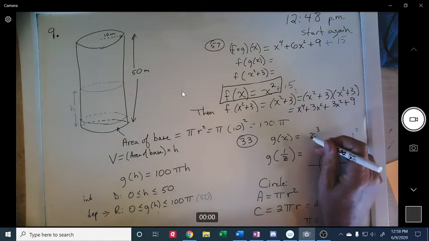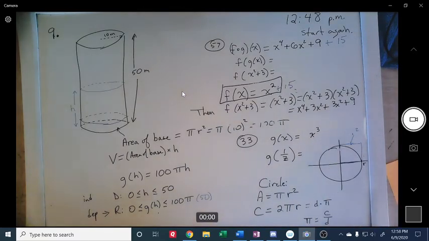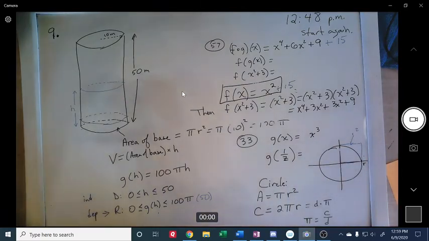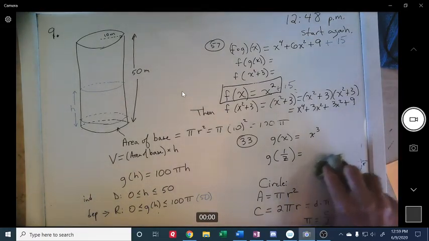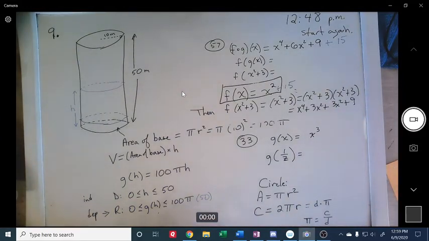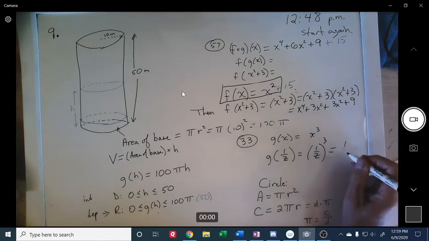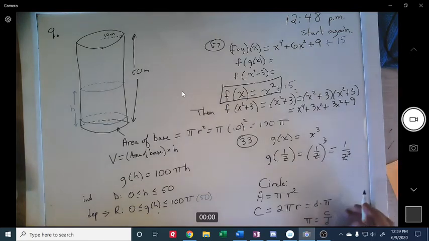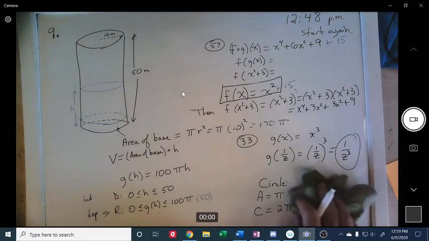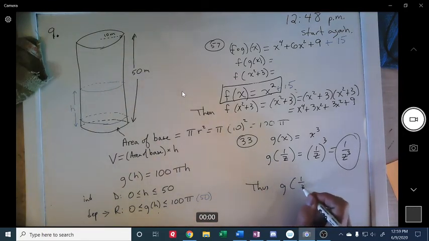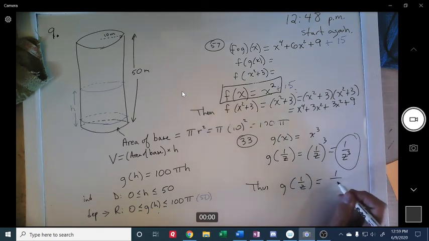All right, then 33. g of x is x cubed, and this one is just asking what is g of 1 over z. So do you just cube what g of 1 over z is? Right, you would just cube 1 over z. 1 over z cubed, which is going to be 1 over z cubed. And that's it. And what you get as your final answer then is g of 1 over z is 1 over z cubed.